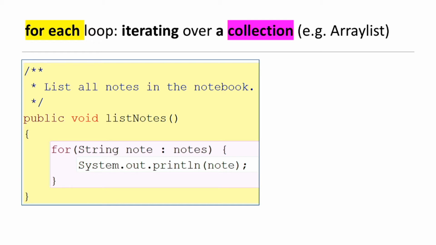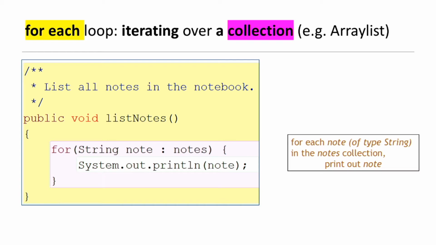Here's the for each loop iterating over a collection, for example, an array list. We can see that the way we read this is new. We have new syntax here. For each note of type string in the notes collection, we print out the note. So it's important that you get used to this notation and you're used to reading it out as I have just done for each note.